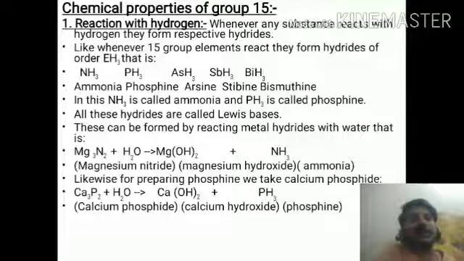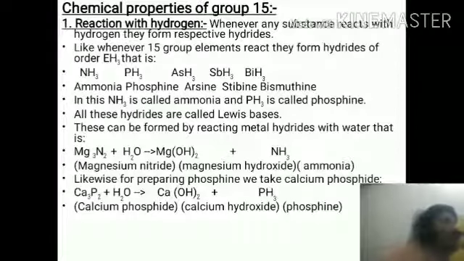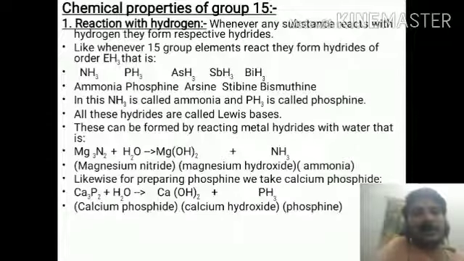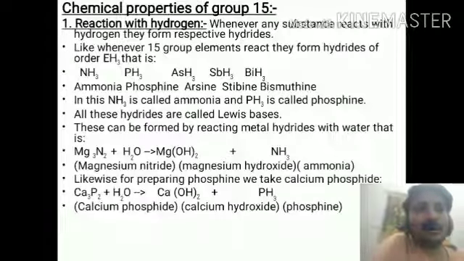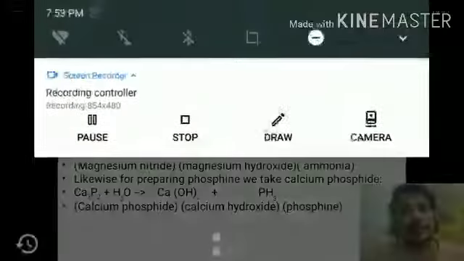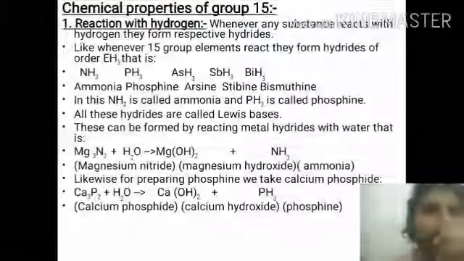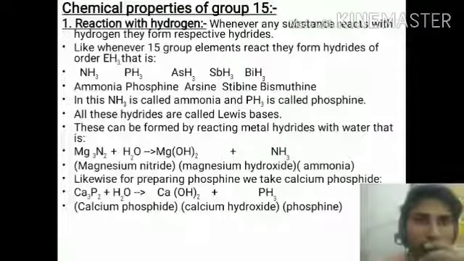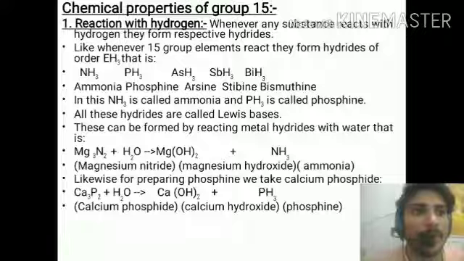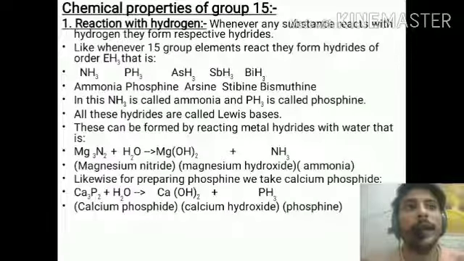Now, the chemical properties of group 15. These were the physical properties, and I think you understand them very well. Now, the chemical properties of the 15 group elements. The first property is reaction with hydrogen. Whenever an element reacts with hydrogen, it forms a hydride.